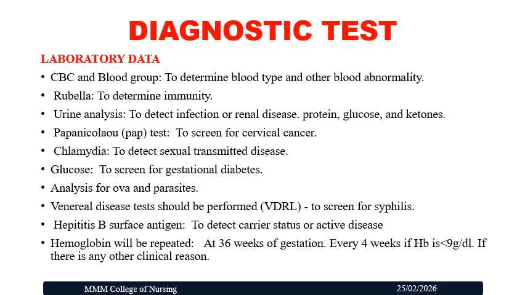Venereal disease test should be performed to screen for syphilis. Hepatitis B surface antigen to detect carrier state or active disease. And the hemoglobin will be repeated at the 36th week of gestation and every 4 weeks if HB is less than 9 gram per deciliter.